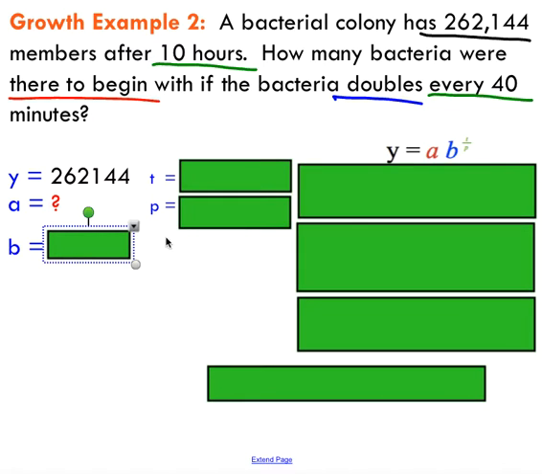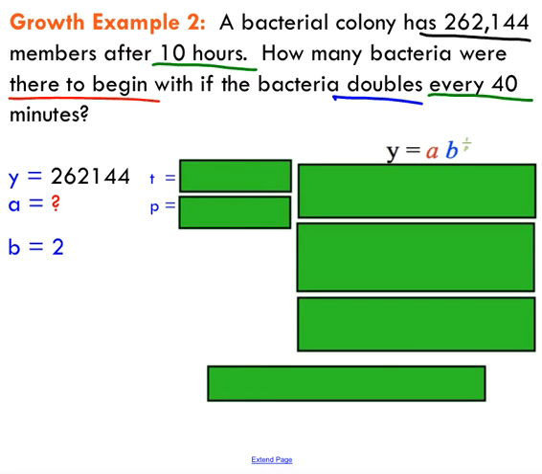The b value, it straight up says I'm doubling. This is the confusing part, is the t and the p. So 10 hours have passed, so that means that it's going to be 10 hours worth of time. Okay, so that's going to be my t value. It takes 40 minutes to double. So remember, p is the time it takes for your growth or your decay. So that's going to be your p value.